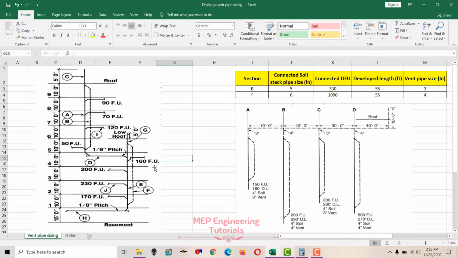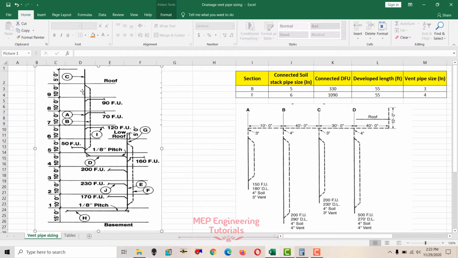And if you see here, we have the vent stack that is represented by section B. You can see that the dashed line represents the vent pipe, and our soil stack is represented by A. This is our second vent pipe, represented by F in the dashed lines, and E is basically representing the soil stack.